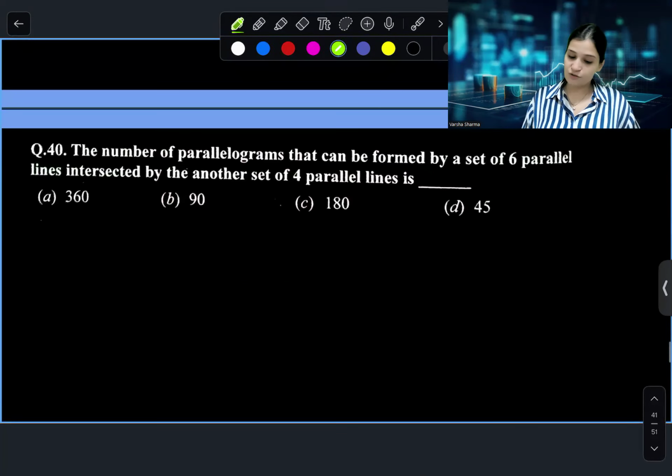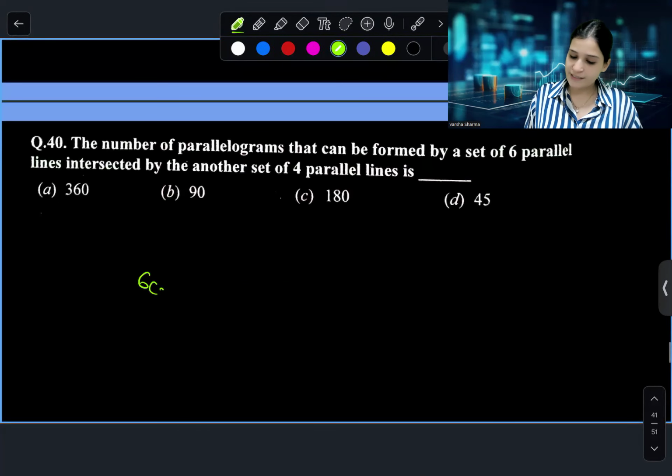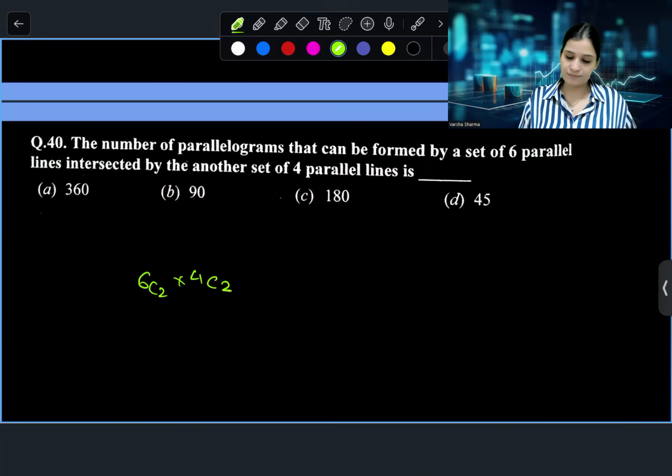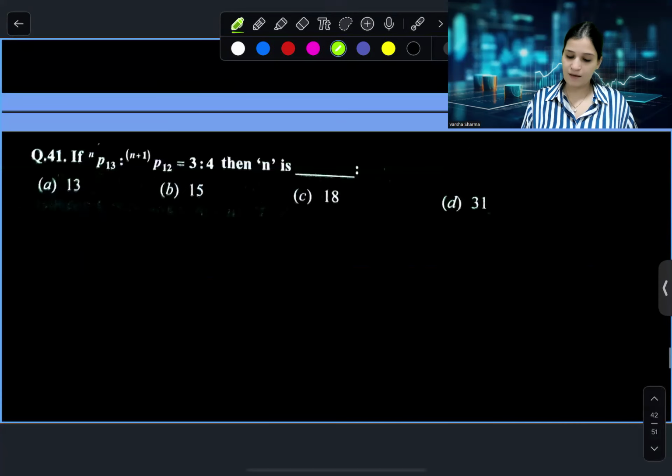The number of parallelograms. So parallelogram was 6C2 multiplied by 4C2. 90. Trial and error. It's 15.